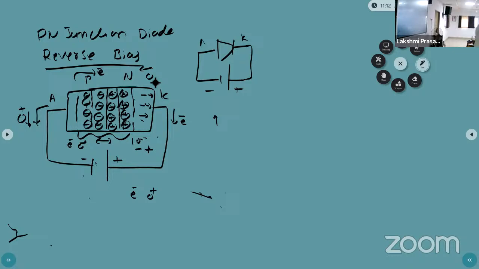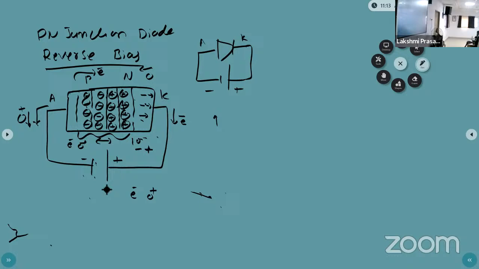Normal operation: holes and electrons are present. Now we are increasing the reverse voltage. This hole can be attracted here and this electron can be attracted here. That's the normal operation.